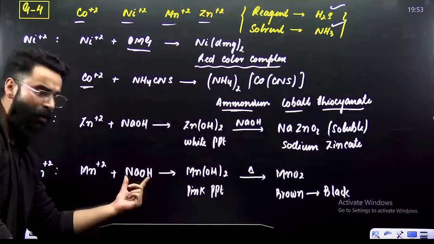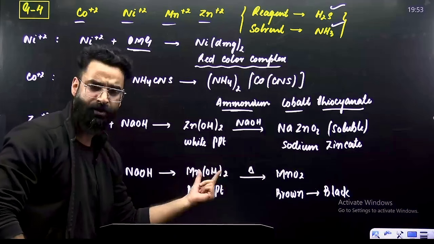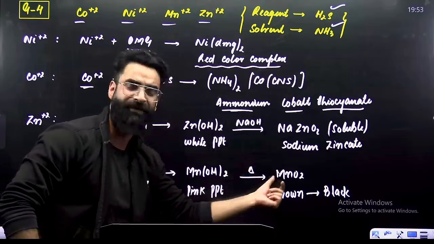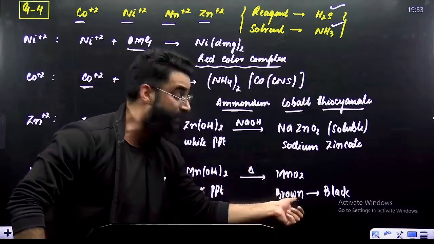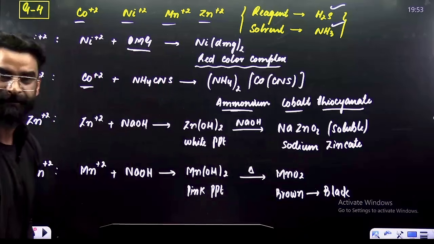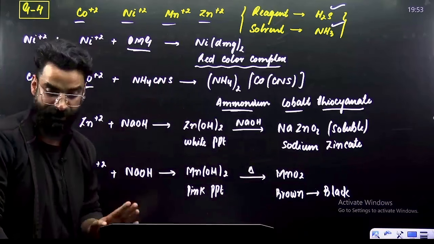Similarly, Mn²⁺ is positive: on reaction with sodium hydroxide, what does it form? It forms Mn(OH)2, which is basically a pink precipitate. Then on further heating, it forms MnO2, which is your brown-black colored substance which you get at the end, by means of which you detect whether in the solution there are Mn²⁺ ions or not.